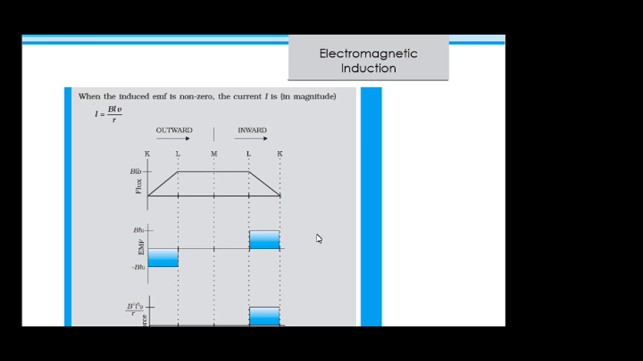So when the induced EMF is non-zero, the current I in magnitude is I equal to BLv upon R, that is, I equal to E upon R, the EMF upon R. Now the different stages they have shown in the graph, how they came up, let us discuss.